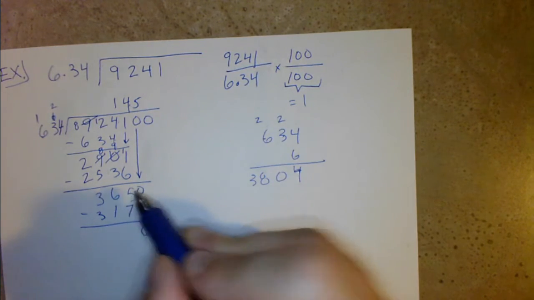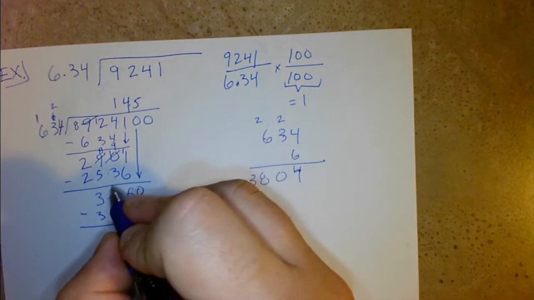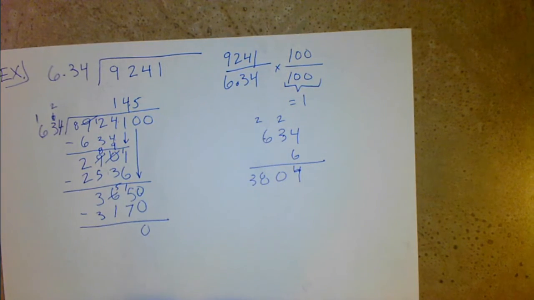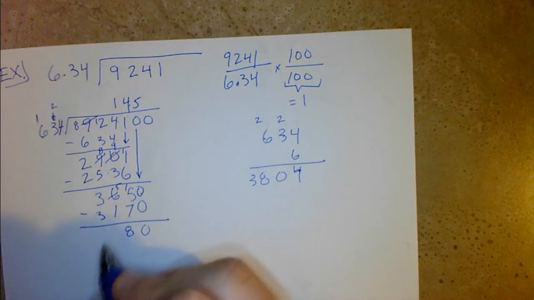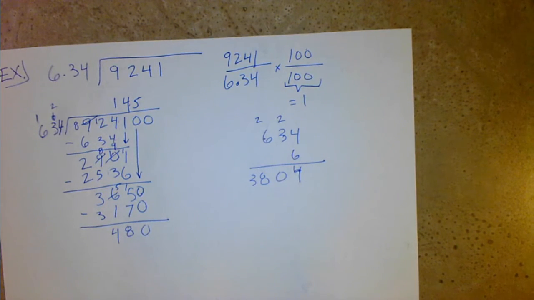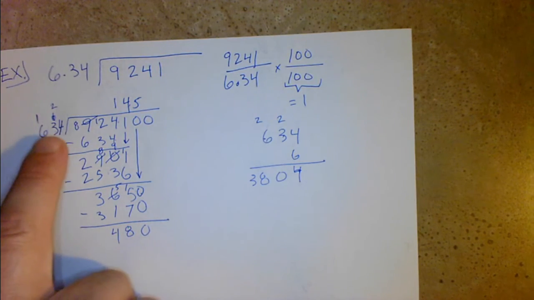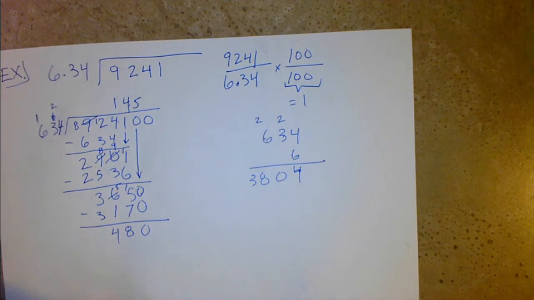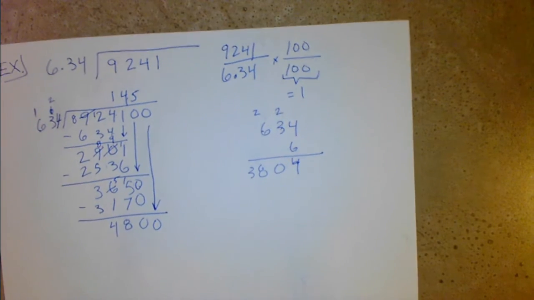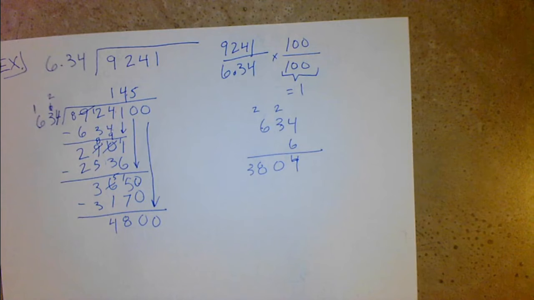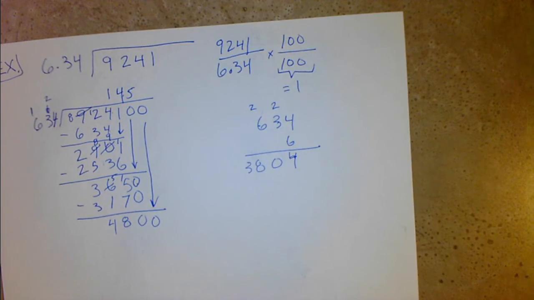I can't take 7 from 5, so I borrow some from here. 15 minus 7 is 8. 5 minus 1 is 4. I'm in good shape because 480, my remainder, is less than 634. So I bring that 0 down right there. All right. And I get 634 going into 4,800.